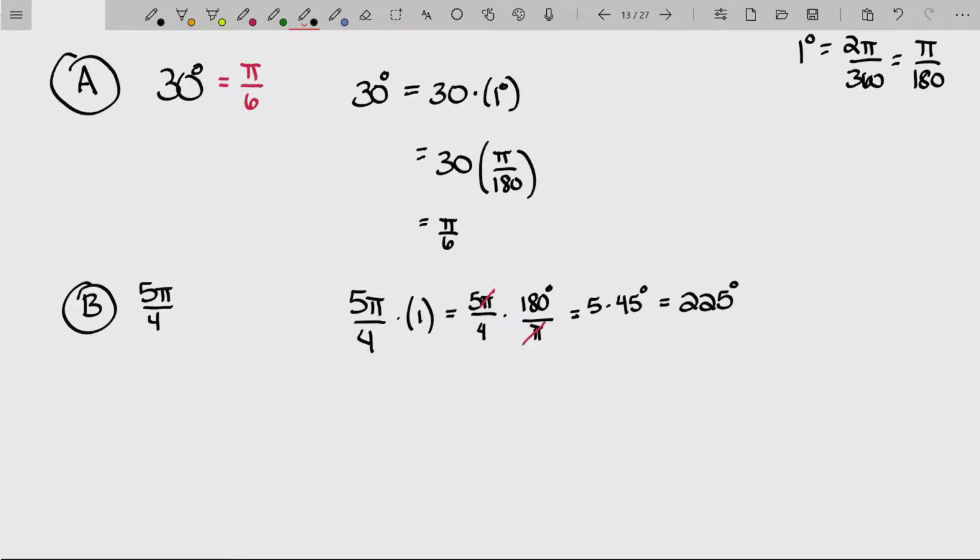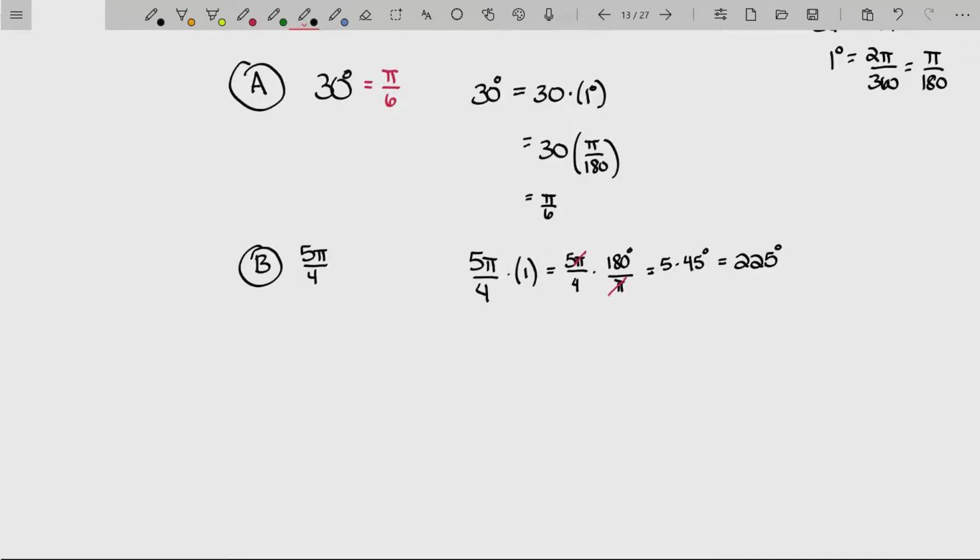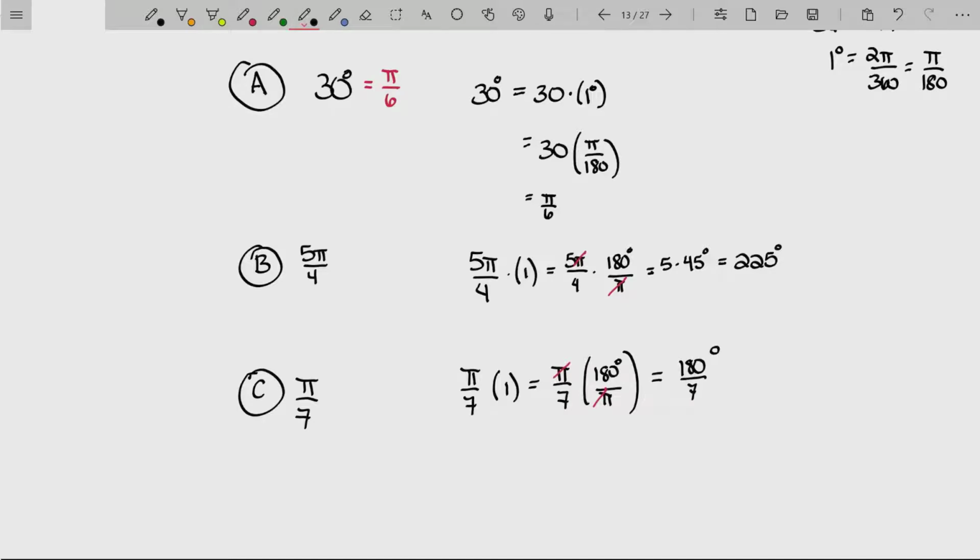Now, they're not always going to be clean angles. Just letting you know. If I gave you something like pi over 7, well, again, that's in radians. But now that we have the unit conversions in front of us, I can just say that's pi over 7 times 1 radian. But I happen to know that 1 radian is 180 degrees over pi. The pi's do cancel, but 7 does not go into 180 nicely. So this is going to be 180 over 7 degrees, and that's about as good as it gets.